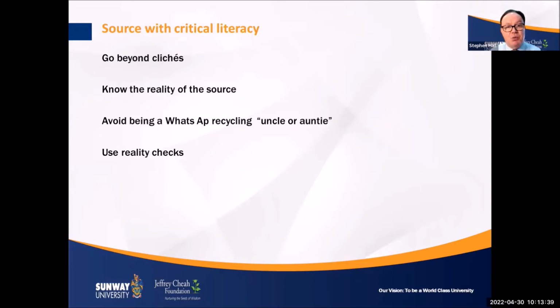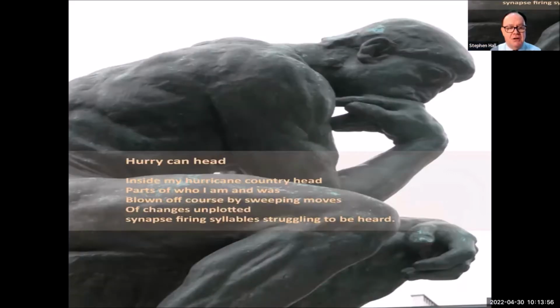And this is both words and images. And don't just become a WhatsApp recycling auntie or uncle. You know, I got this one from my auntie, must be true. So use reality checks when you're sourcing information. So say, for example, you use an image, as I do here. You could source this image online, even though it's my photograph, and so I haven't referenced it.